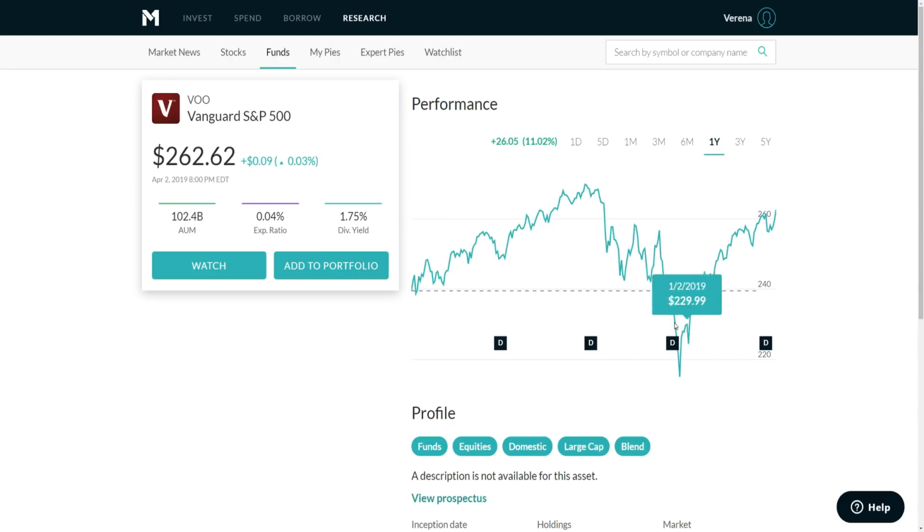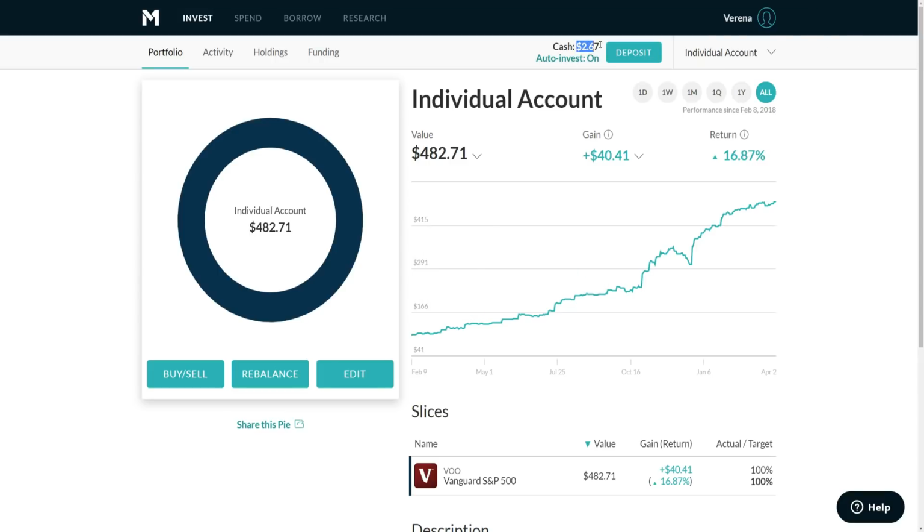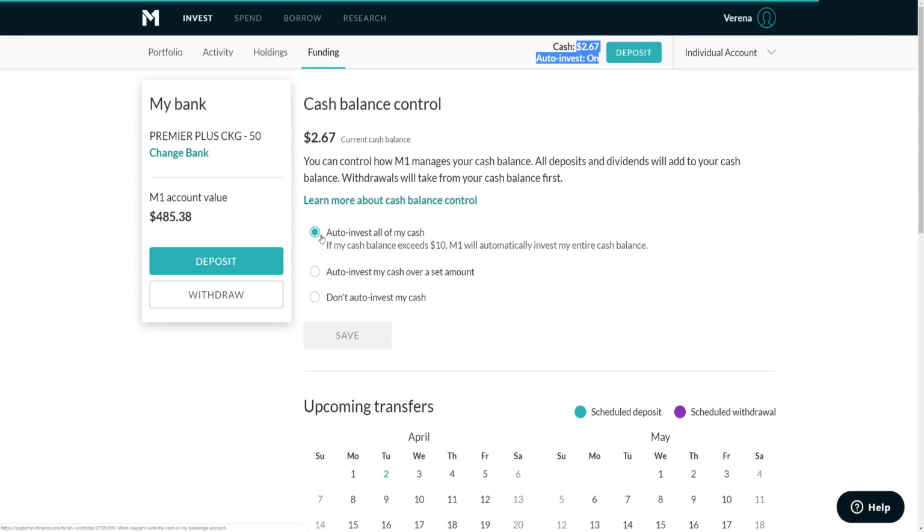So I just received a dividend of $2.67, I believe, in cash currently. Maybe the next quarter I'll get another $2.60, and the following quarter I'll get another $2.60, and the very December I'll have $2.60 then. So $2.50 by 4, that's essentially $10. So it'll take me 4 quarters for this specific cash to even hit that $10 requirement in order to have M1 Finance automatically invest my cash in the portfolio.